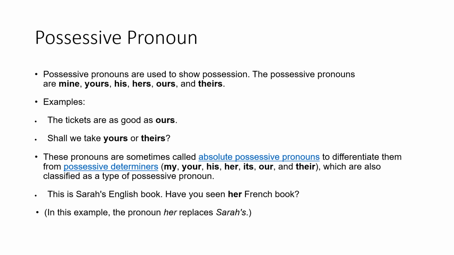These pronouns are sometimes called absolute possessive pronouns to differentiate them from possessive determiners like my, your, his, her, its, our, and their, which are also classified as a type of possessive pronoun. There's another example. This is Sarah's English book. Have you ever seen her French book? So in this example, the pronoun her replaces Sarah, which is a possessive pronoun.